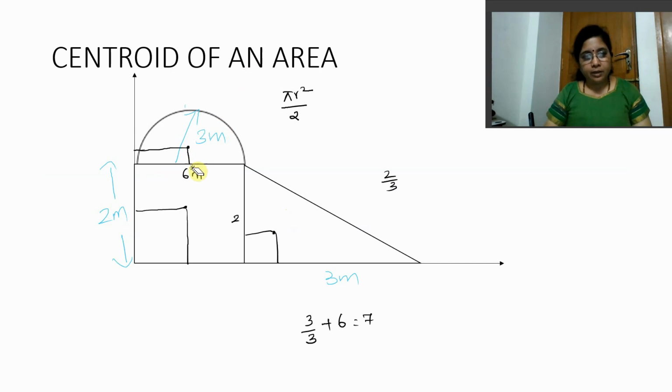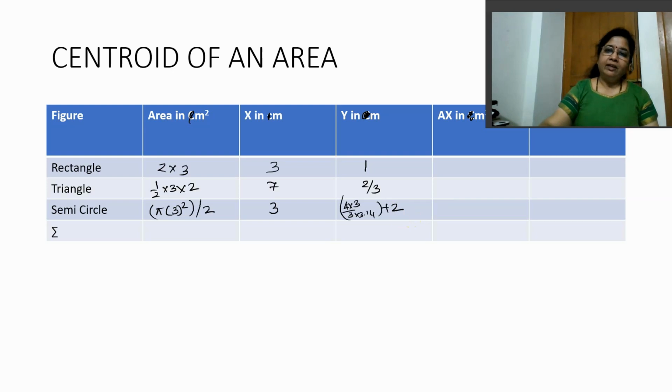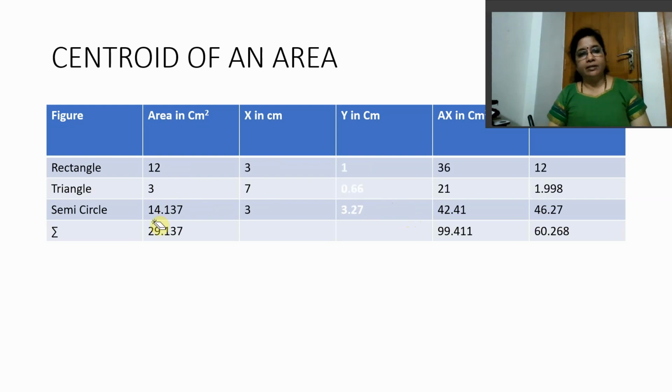Your y is going to be 4r by 3 pi. So, what is r? 4 into 3 by 3 pi plus this 2 meter. Am I right? So, your y is going to be 4 into 3 by 3 into 3.14 plus. Now, having written all this, these things are going to be very simple.